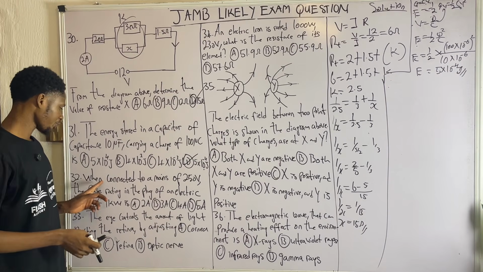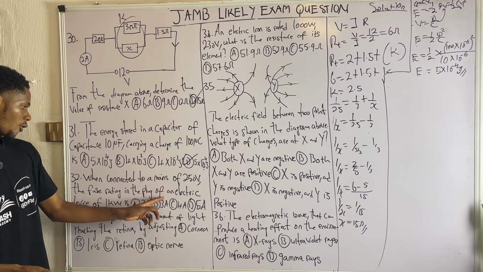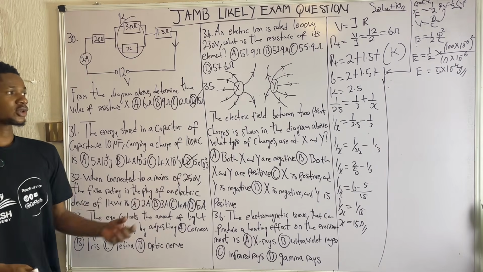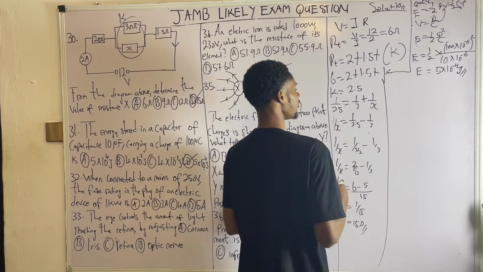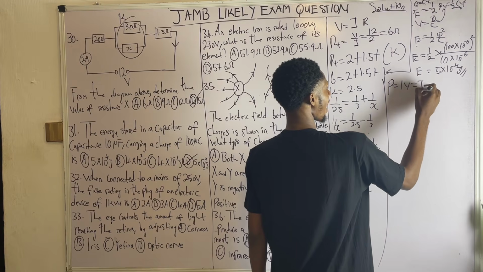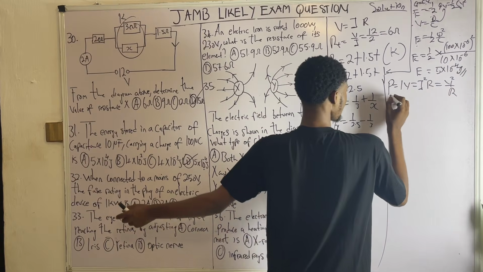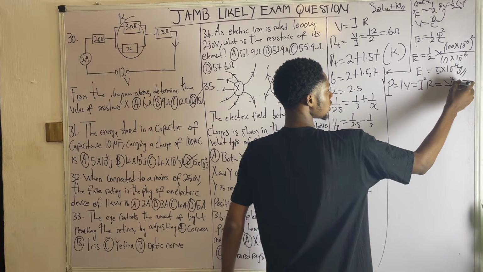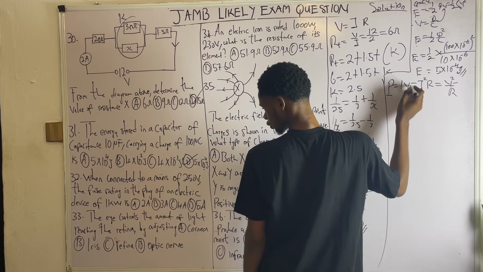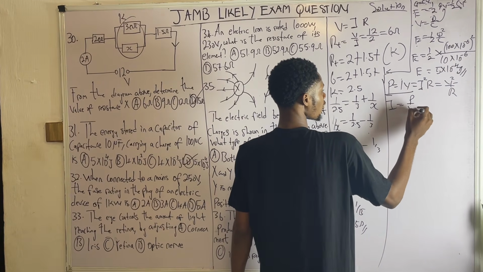Now, the next one on the board: when connected to a mains of 250 volts, what is the fuse rating in the plug of an electric device of 1 kilowatt? They want us to find current. They are giving us power and volts, so you need to know the formula that connects power and volts. The formulas of power: P is equal to IV, or I squared R, or V squared over R. We are asked to calculate current, so we use the first one. Current is equal to power over volt.